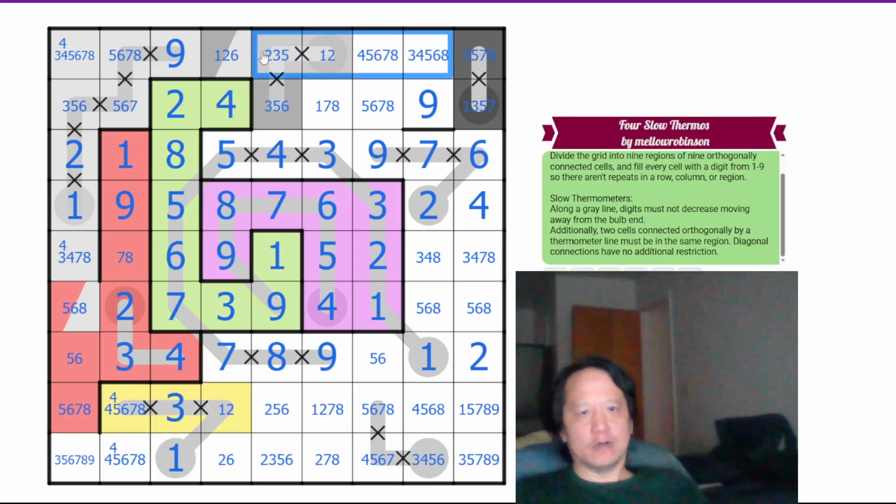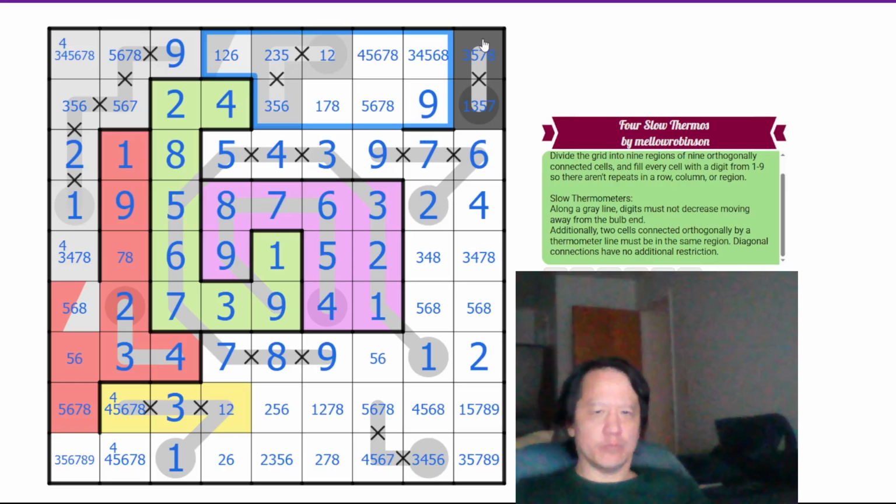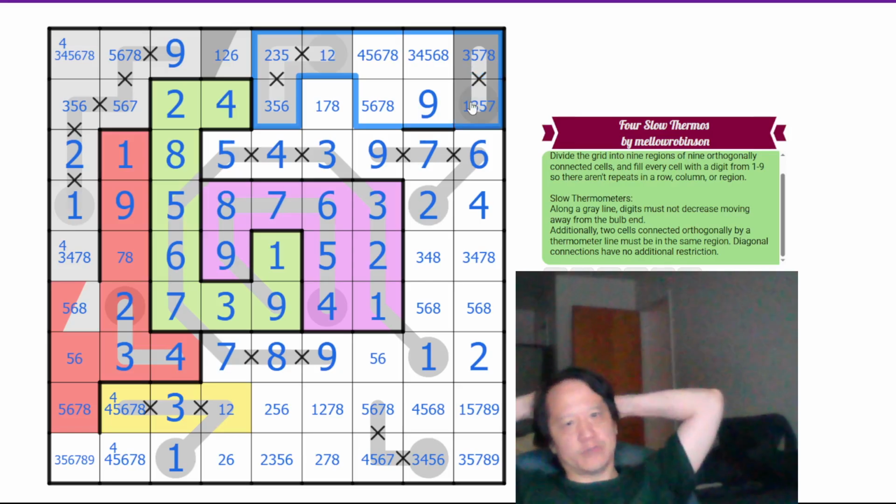Otherwise, it would be all part of this region. Because this cannot be part of that, well, you could have 9 doing something like that. That is also possible.